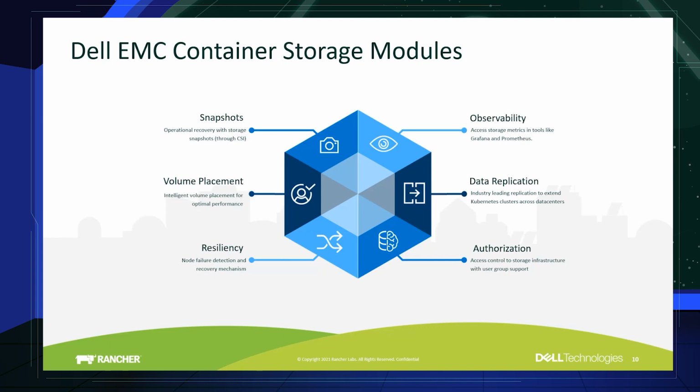CSM contains a number of modules: snapshots, for operational recovery and instant and efficient storage array-based snapshots through CSI; volume placement, for intelligent volume placement for optimal performance, resiliency, and node failure detection and recovery mechanism; observability, to access storage metrics in tools like Grafana and Prometheus; data replication, for industry-leading array-based replication to extend Kubernetes clusters across multiple data centers; and authorization, for access control and role-based access to storage infrastructure with user group support.